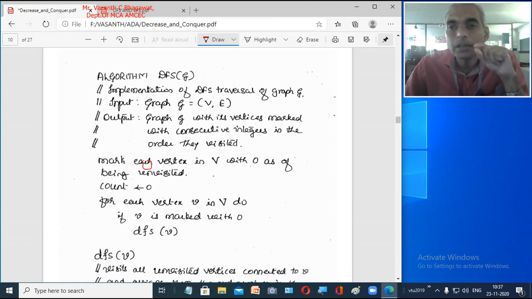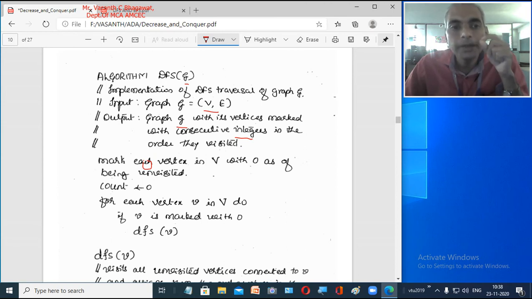So now this DFS algorithm generally consists of two parts, right? The first one is you pass a graph G, that is the set of all vertices and the set of all edges, to this algorithm DFS. Now it is the implementation of DFS traversal of our graph. Input is V, E. What this procedure does is that it gives us an output graph G with the vertices marked with consecutive integers, right? In subscript we are writing that subscript, that is the integers, the order in which you are visiting. So you get those numbers.